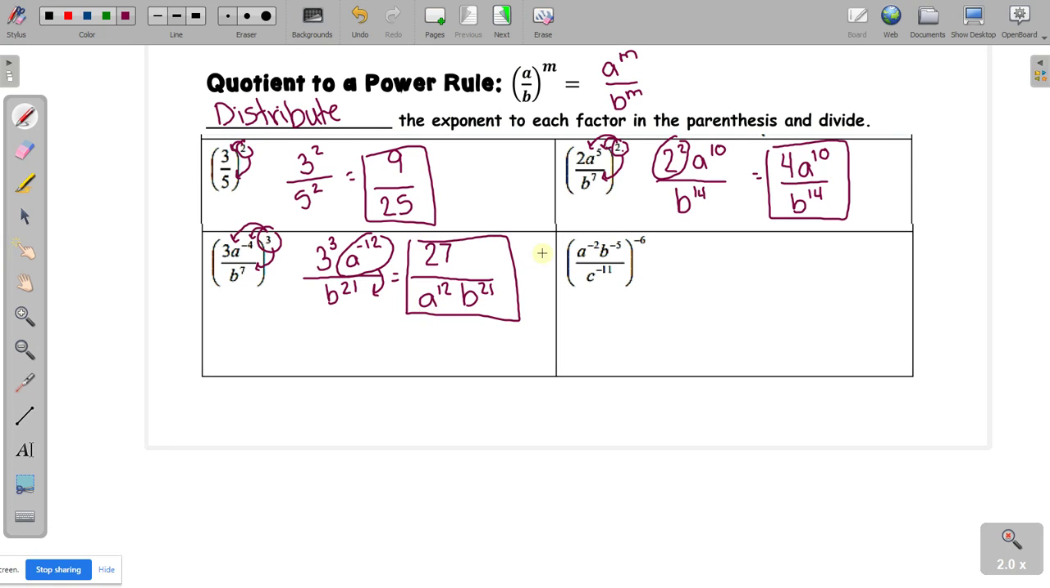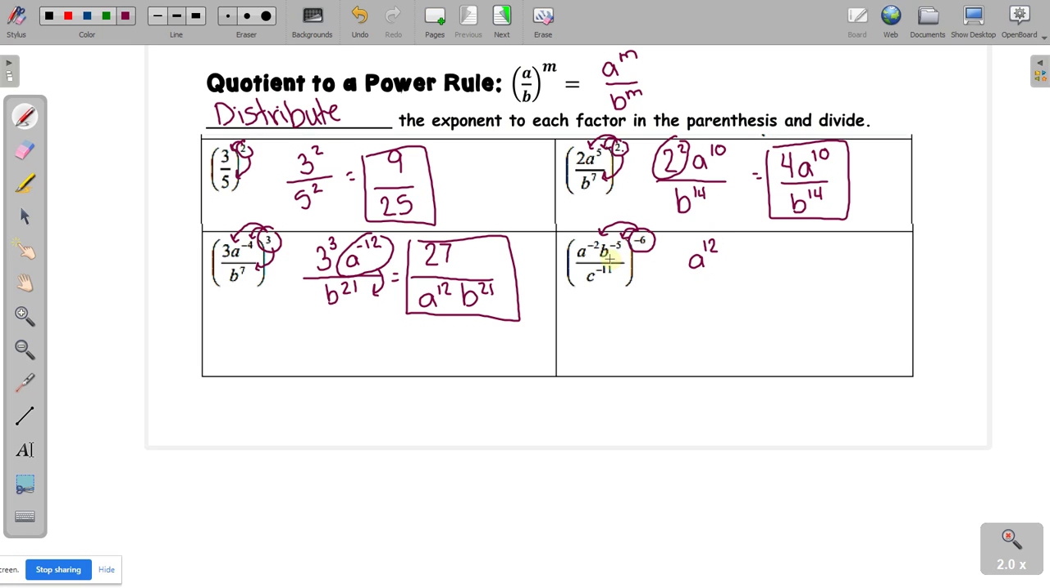Our last one here. For this one, you can do it one or two ways. You can distribute the negative 6 in, or you can flip it to make a positive exponent. So for this one, I'm just going to distribute the negative 6 in. A to the negative second raised to the negative 6. Negative times a negative is a positive, so we get A to the positive 12th.